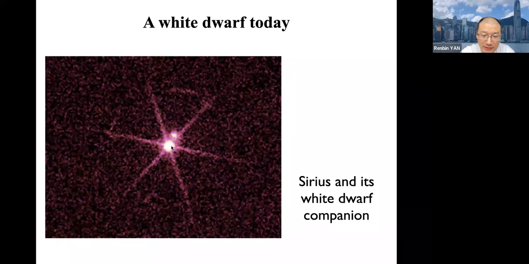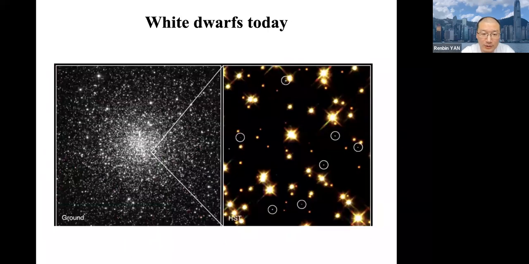So here is an image of Sirius. This is the primary star, very, very bright and blue, a main sequence star. And then it has a companion that is a white dwarf. So this companion star is a white dwarf. It's very, very small, and so it's much smaller in luminosity compared to the primary one.